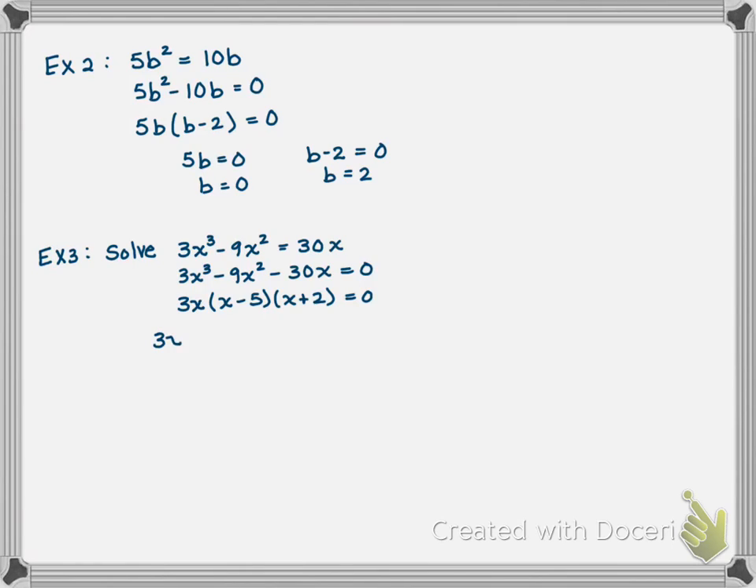So we have 3x equals 0, x minus 5 equals 0, and then x plus 2 equals 0.